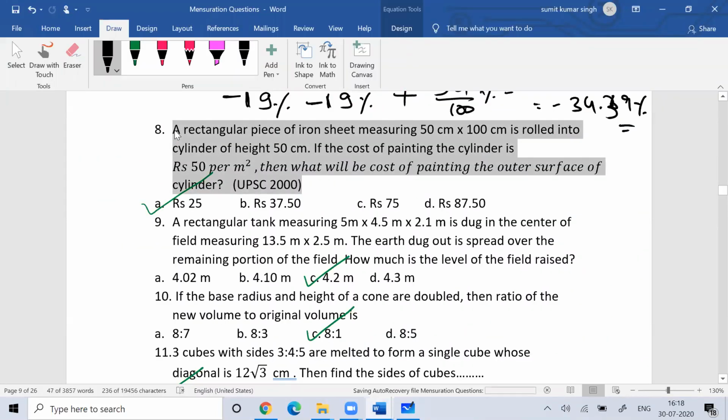Fine. Now the next question, question number 9, a rectangular tank. You can see this question.